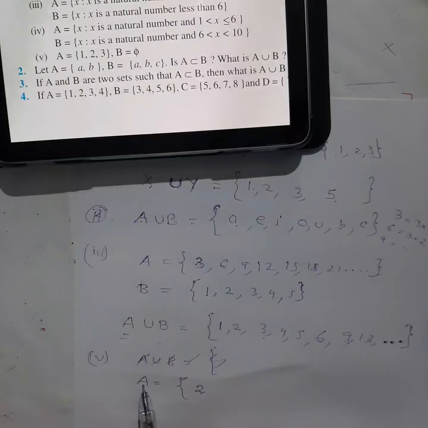Okay, so they have said A is a set in which X is the element. Now what is X? X is a natural number. If it is so, then the elements should be 1, 2, 3, 4, 5 like that, right? But the restriction is given. What is the restriction? X should be greater than 1. So greater than 1 is the natural number 2. Okay, after this only it will start.